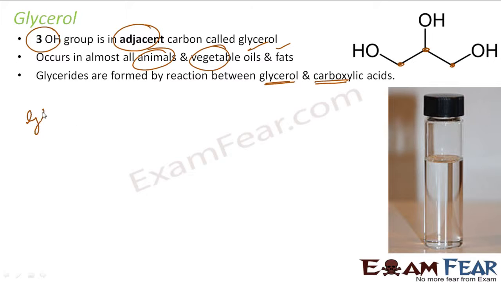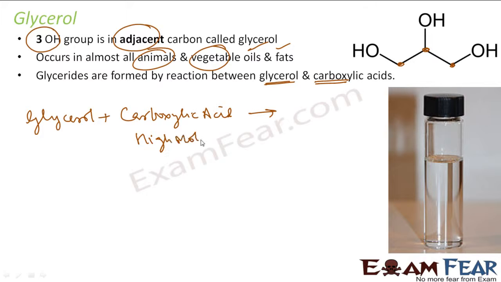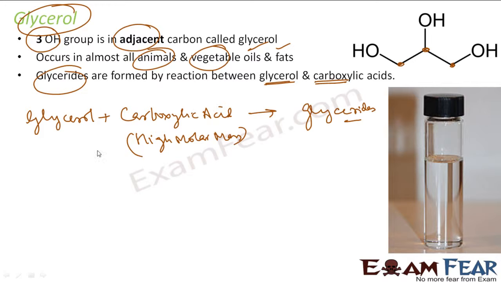So if you see, I have glycerol, which we have discussed in the last slides. I have carboxylic acid of higher molar mass. Actually, we generally take high molar mass, and you get glycerides. Now we have this glycerol. From this we are forming glycerides. Correct. And these glycerides, if you see, are nothing but my esters.